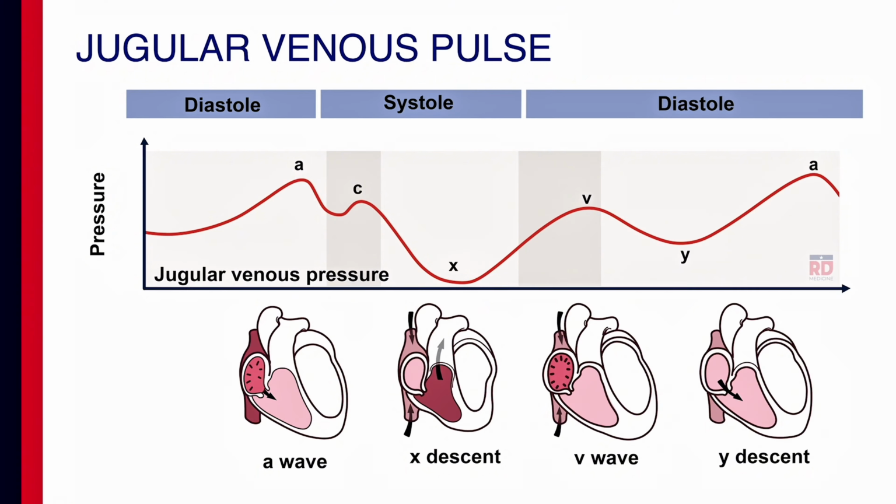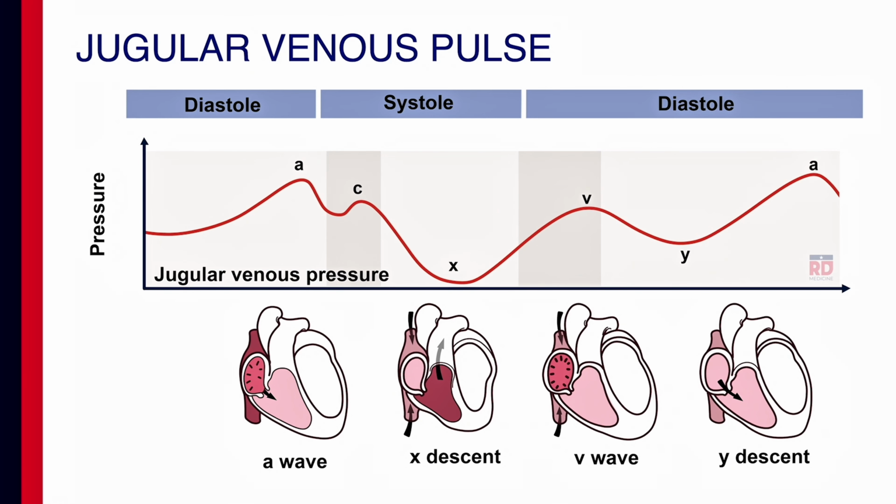Now let's go over the 5 components of the waveform. We basically have 2 waves, the A wave and the V wave, right? The C wave is minor. It's mainly the tricuspid valve being pushed back during right ventricular contraction. So again, 2 main waves, A and V, okay? And then 2 descents, X and Y. Let's break them down and make sense of each one.